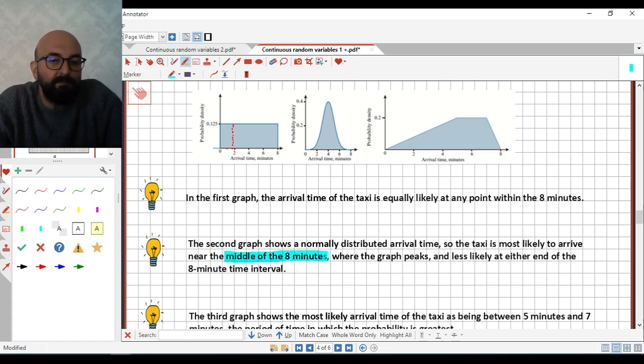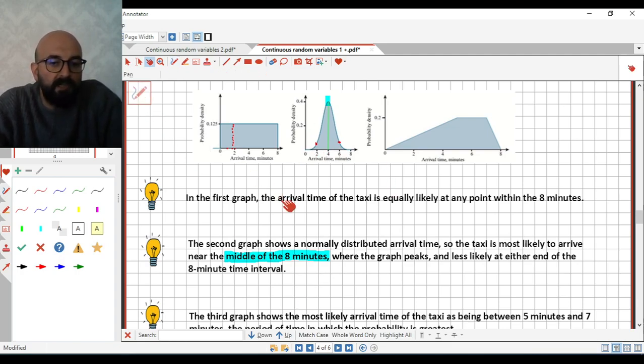so the taxi is most likely to arrive near the middle of the 8 minutes, where the graph peaks, and less likely at either end of the 8 minutes. The greatest probability is that the taxi arrives in the fourth minute, but at this point and this point the probability is very low. This distribution is, as you remember, the normal distribution.